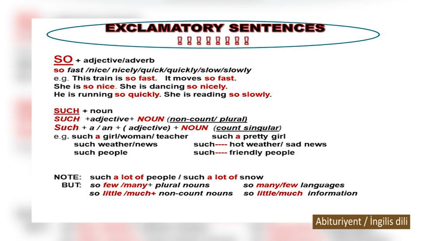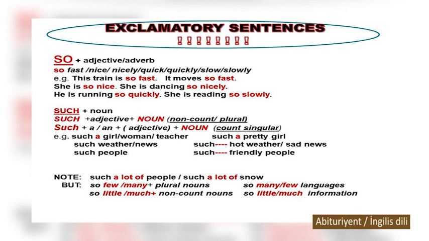Now let us first see how to form exclamatory sentences using so and such. I want to draw your attention to this slide. You see that so plus adjective or adverb. Do you see any noun here? No. With so, a noun isn't used. The sentence starts with a noun that we mention or want to speak about.